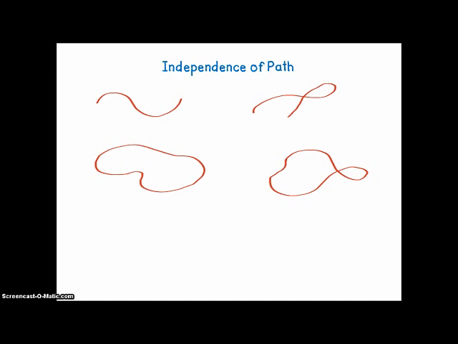Now before we continue, we have to talk about types of paths and types of curves. So here we have a simple curve that is not closed. It doesn't cross itself, but there are two separate endpoints. This curve is simple and closed. Simple in that it doesn't cross itself, and closed in that it has no endpoints. It just keeps going round and round.